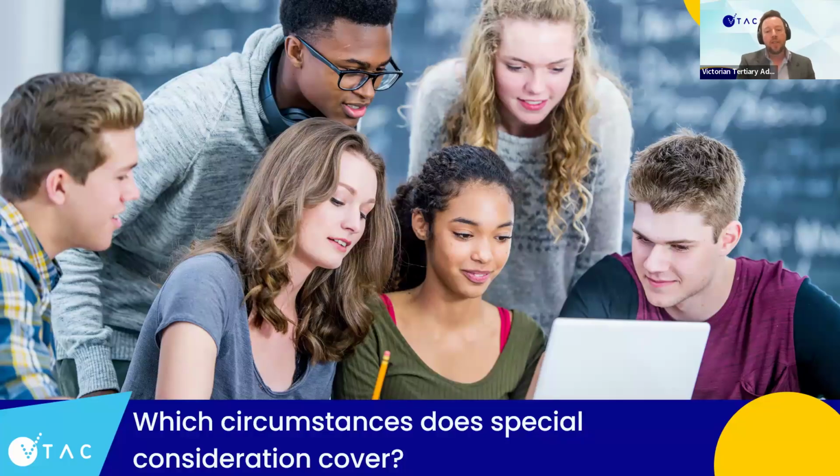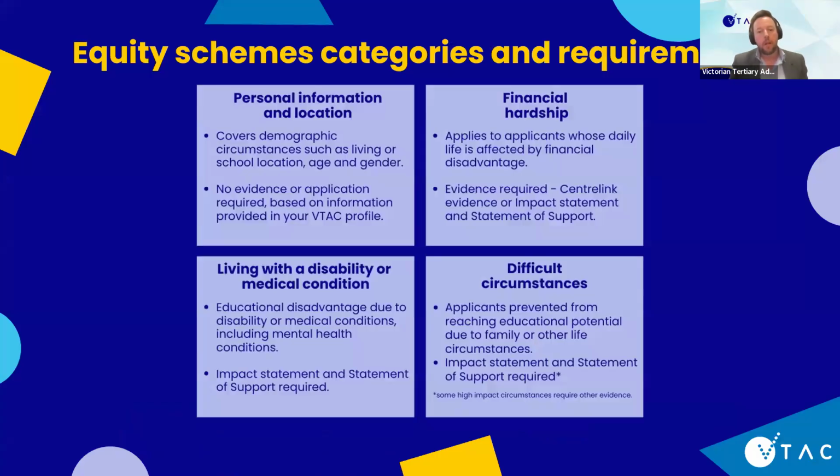Okay, so what are the circumstances considered by equity schemes? There are four main areas of consideration within, and you can apply for as many as are relevant to your circumstances. The first is personal information and location, which is based on demographic data that is already in your account and on things you've already told us about yourself.